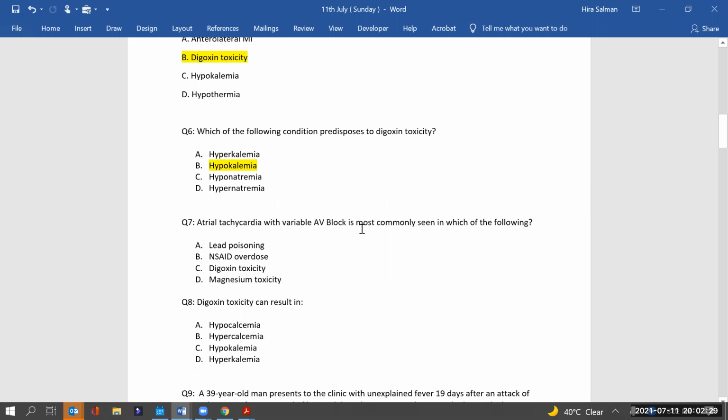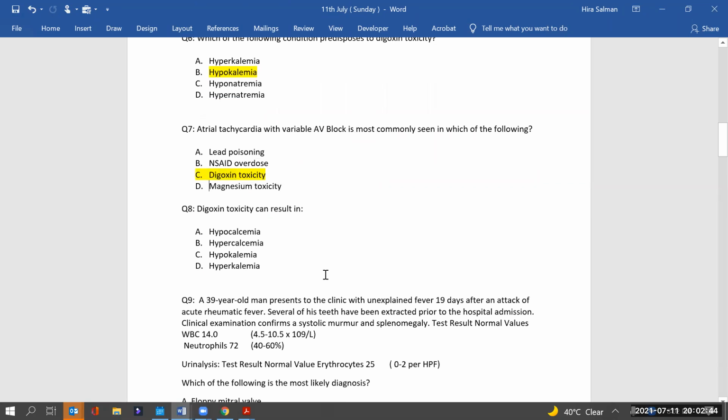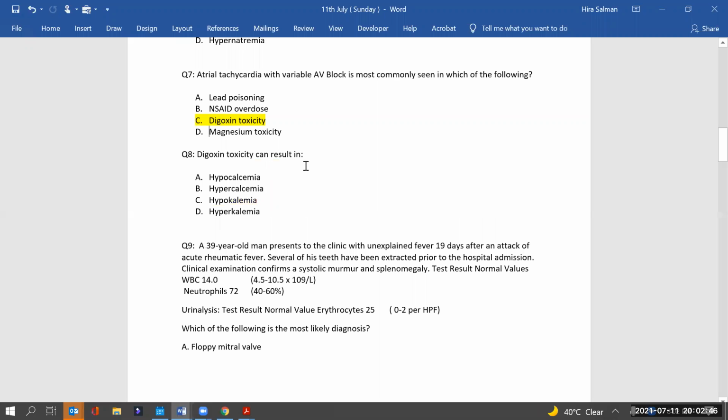And atrial tachycardia with variable AV block is most commonly seen in, that's the same thing, atrial tachycardia with variable AV block. So in which of the following poisonings? So again, this is very clear. Digoxin toxicity. These three are very important, because now this one, digoxin toxicity can result in.